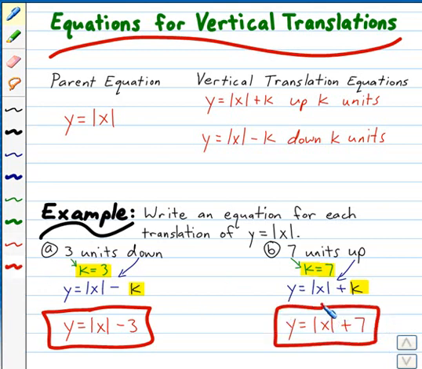Well, that was pretty easy, wasn't it? Great job working with equations for vertical translations. Remember to match the movement up or down with the sign of the equation you want to use, and then substitute the number of units in for k into the equation. Work well.